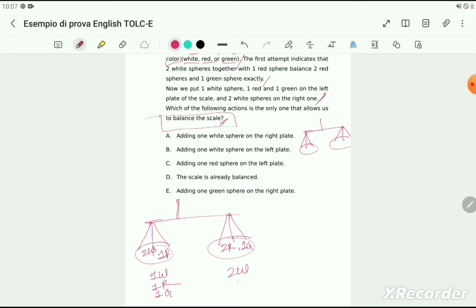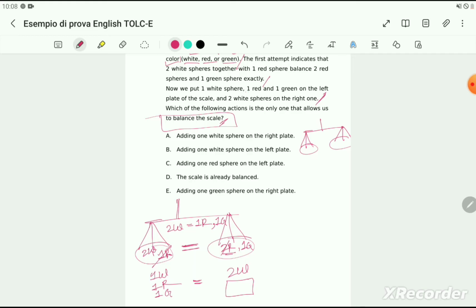Okay, that means we have to add something that will make a balance between these two, the left side and the right side. So what is given here? Now the first attempt, it's equal. So what we can see here is one red on the left and there are 2 reds on the right, so we can just cross out this 2. Okay, now what we can see, 2 white spheres equal to 1 red and 1 green.